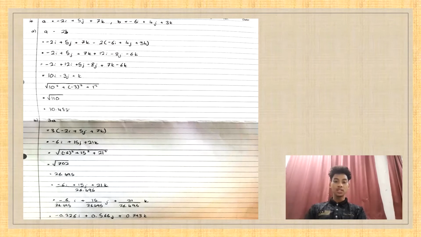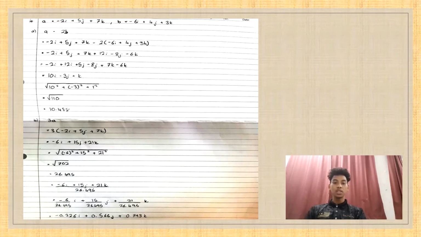For the first question, a minus 2b. So, the value a is negative 2i plus 5j plus 7k. And for the value of 2b is 2 bracket negative i plus 4j plus 3k. After that, we should solve the value of 2b first. Then it becomes negative 2i plus 5j plus 7k minus negative 2i plus 8j plus 6k. After we solve this equation, we will get the answer is 10i minus 3j plus k.